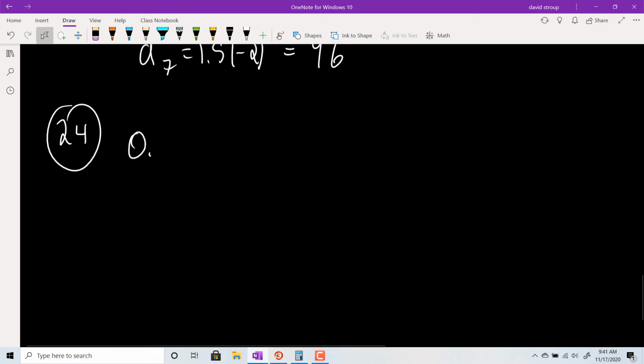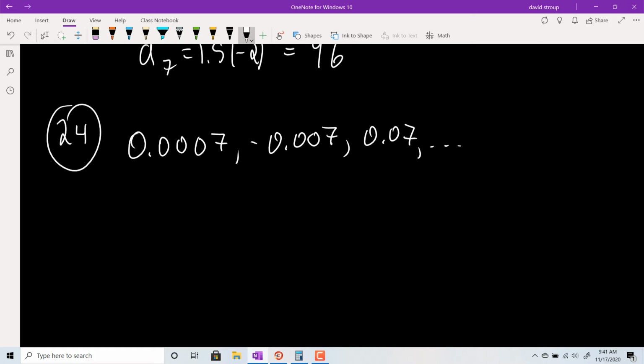24, 0.0007, negative 0.007, 0.07, etc. Let's get the common ratio first, right? So r is going to be, let me take these two terms, 0.07 all over negative 0.007.